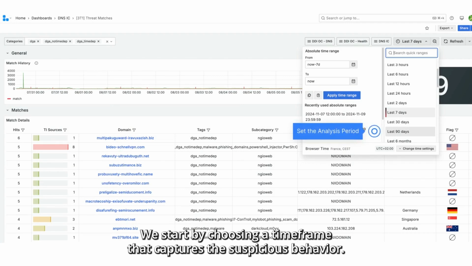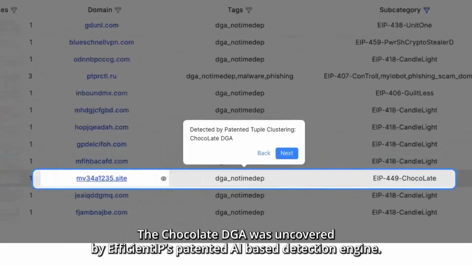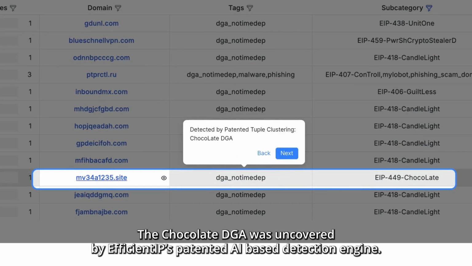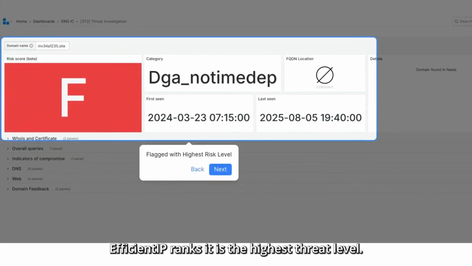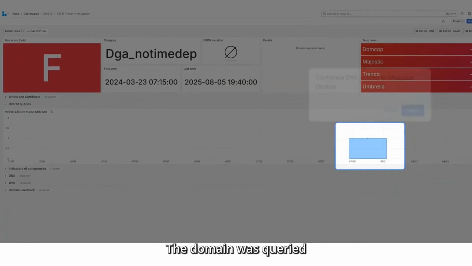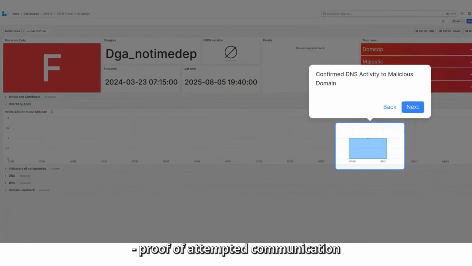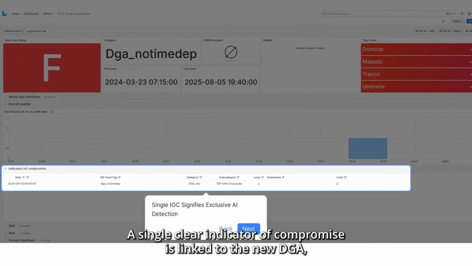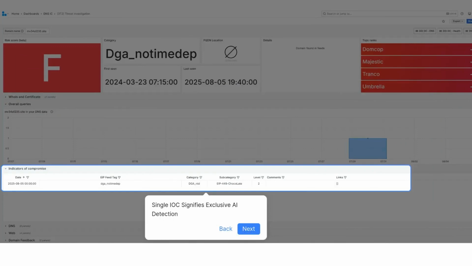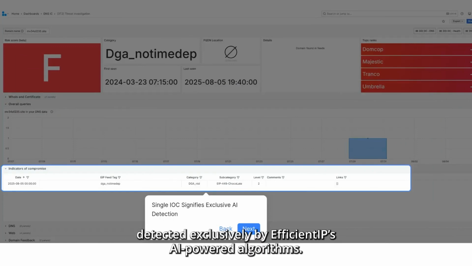We start by choosing a time frame that captures the suspicious behavior. The Correlate DGA was uncovered by EfficientIP's patented AI-based detection engine. EfficientIP ranks it as the highest threat level. The domain was queried, proof of attempted communication. A single clear indicator of compromise is linked to the new DGA, detected exclusively by EfficientIP's AI-powered algorithms.